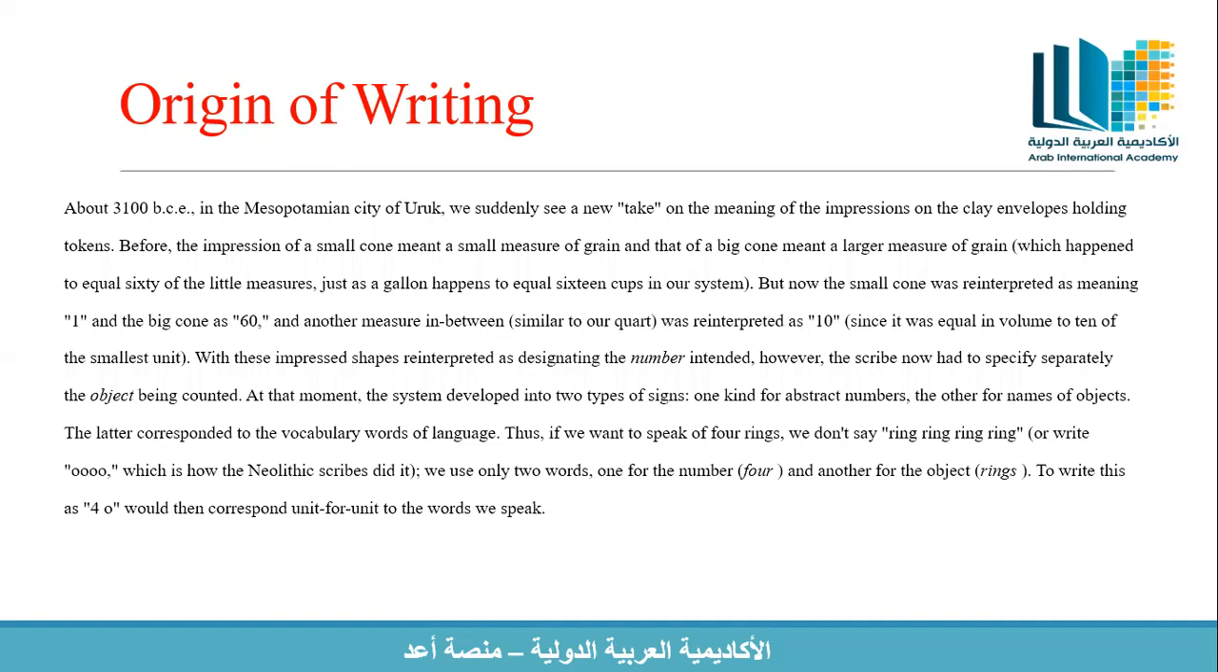About 3,100 years before Christ, in the Mesopotamian city of Uruk, we suddenly see a new take on the meaning of the impressions on the clay envelopes holding tokens. Before, the impression of a small cone meant a small measure of grain, and that of a big cone meant a large measure of grain, which happened to equal 60 of the little measures, just as a gallon happens to equal 16 cups in our system.